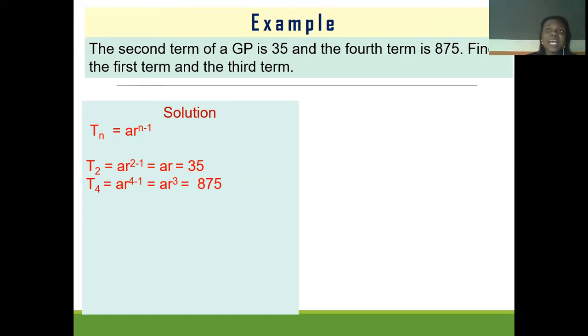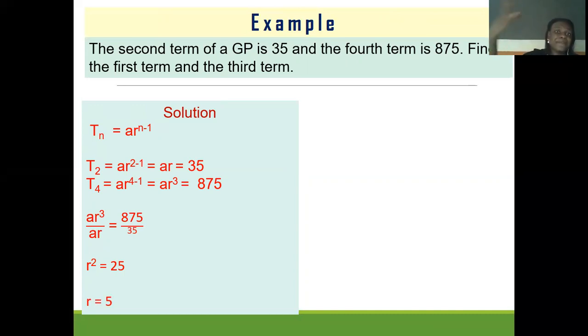Now we're going to do some kind of calculation here to get our R. Since AR is 35 and AR cubed is 875, let's divide the two. We're going to divide AR cubed by AR. So AR cubed over AR gives us 875 over 35. Now, A cancels out, right? R cubed over R is R squared. R cubed over R raised to the power 1 is R raised to the power 2. So R squared, 875 over 35 is 25, so R squared is 25, and R is the square root of 25, that's 5. So our common ratio here is 5.